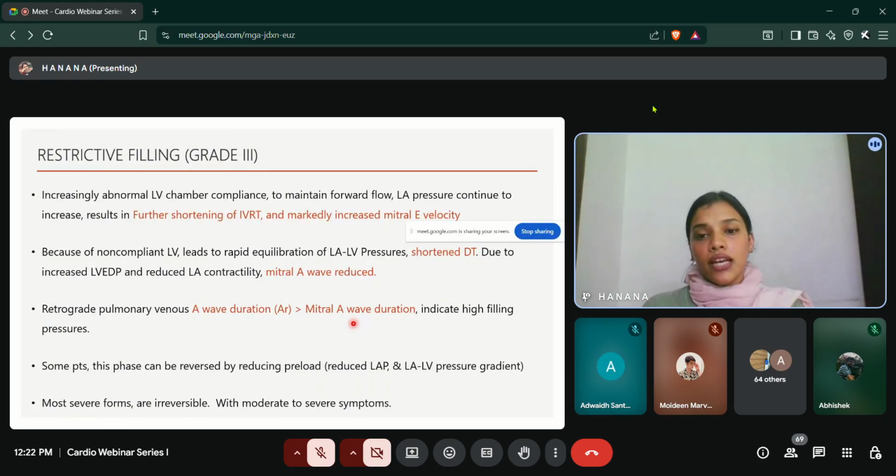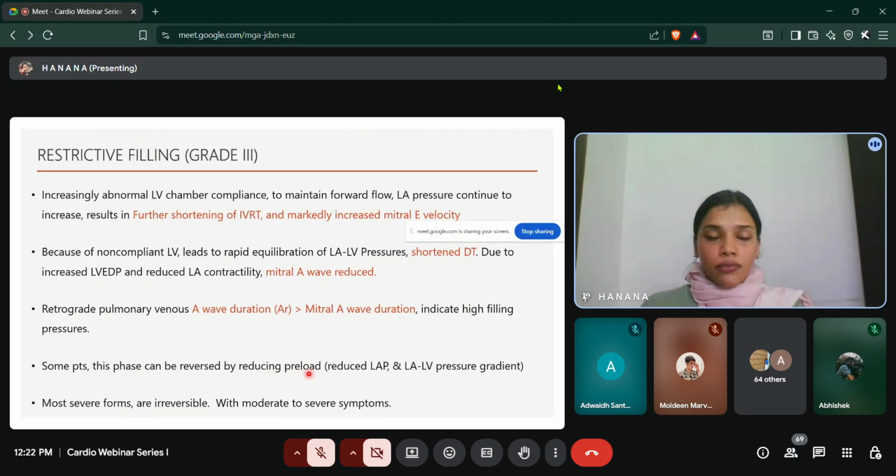That's why we have said earlier that if the patient has an AR wave duration higher than the mitral A wave duration, which is greater than 30 milliseconds, it indicates high filling pressures. It is in this case actually the blood pushed back into the pulmonary veins rather than into the LV. So in some patients, this phase can be reversed.